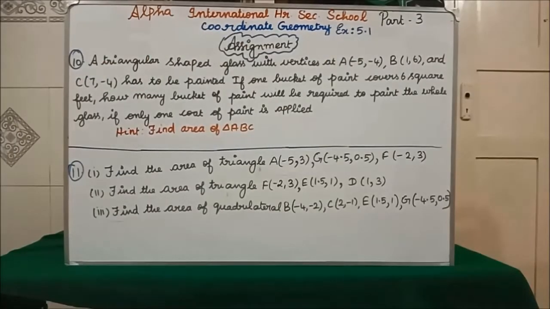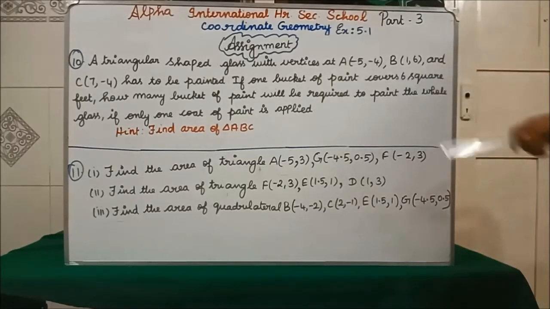This is your part 3 assignment. In exercise 5.1, the 10th and 11th sums you are going to do as assignment. These two problems are very easy. We are going to find only the area of a triangle. Area of triangle means what? 1 by 2. The given vertices you will write in the column, and you are going to cross multiply, simplify and write. You have to plot the points, then only you have to write in the column.